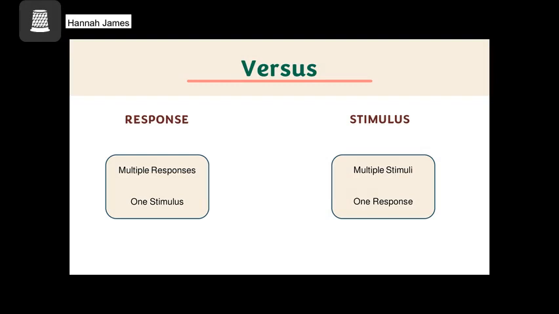The best trick that I have found in studying this topic was honestly very simple. The difference between the response generalization and stimulus generalization: you put the word multiple in front of it. So for response generalization, it has multiple responses, meaning one stimulus. For stimulus generalization, putting multiple in front of it makes it multiple stimuli and one response. That was the best trick and way that I have learned to study this topic. I hope it helps you guys.